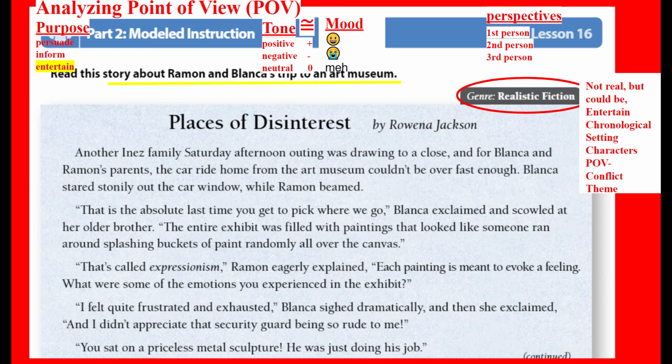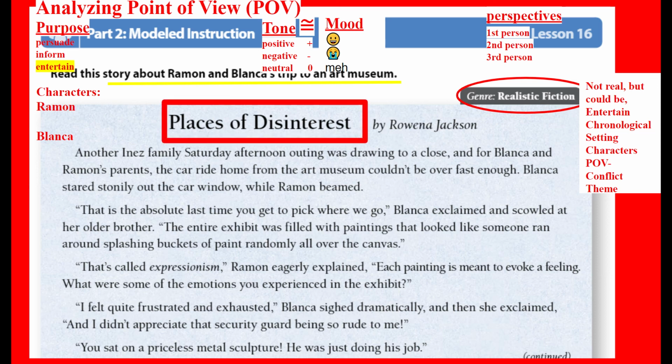All right, so let's look at our directions. They tell us to read this story about Raymond and Blanca's trip to an art museum. So, just based on these directions, I already know the names of my two characters and I know what they're doing. I know that my two characters are Raymond and Blanca, and I know that they have been on a trip to an art museum. So that's pretty important. So before we can read, we have to make sure we box in the title of our text. We box in the title of our text to bring our attention to it, of course, and to help us analyze it and break it down even further.